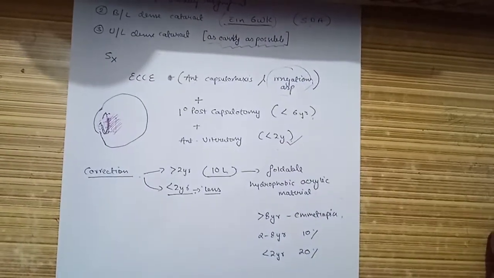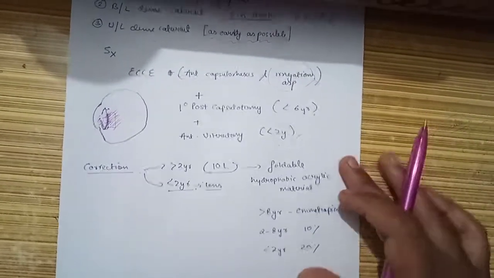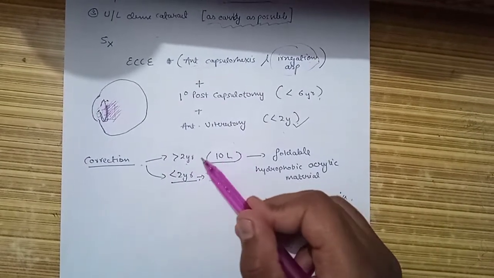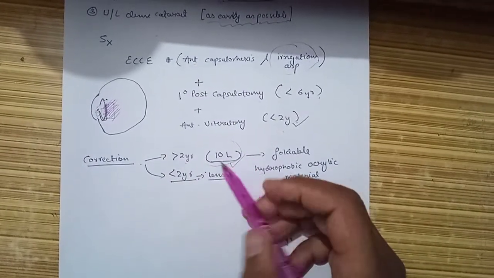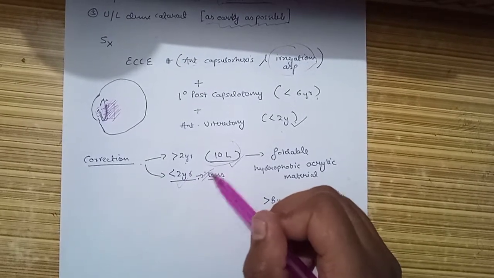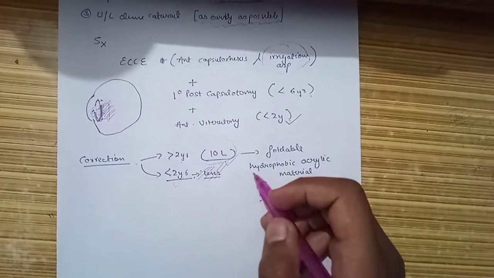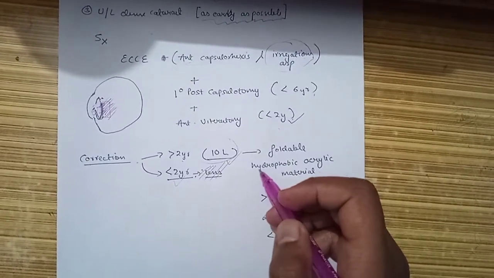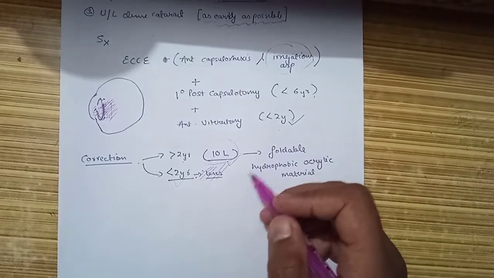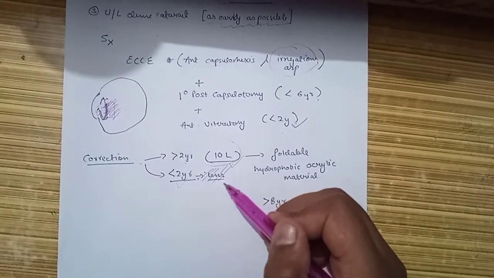Now when we do a correction of the baby with the congenital cataract, if the baby is more than 2 years, we implant the posterior chamber IOL. But if the patient is less than 2 years, we were preferring contact lenses or the spectacles. Okay, but due to poor compliance, now most of the surgeons are preferring to use IOL in earlier conditions also.